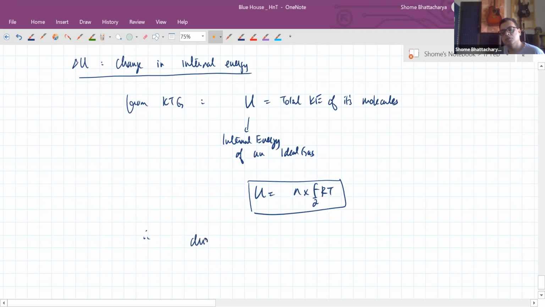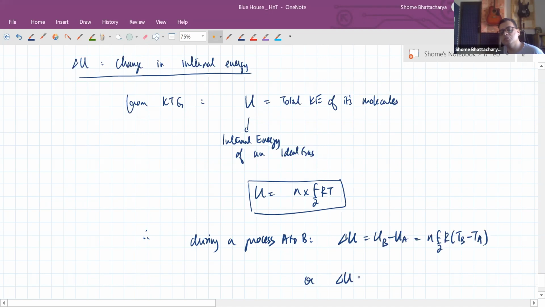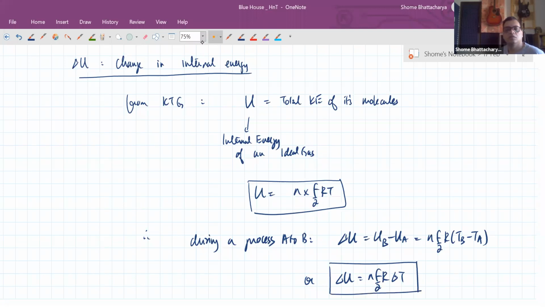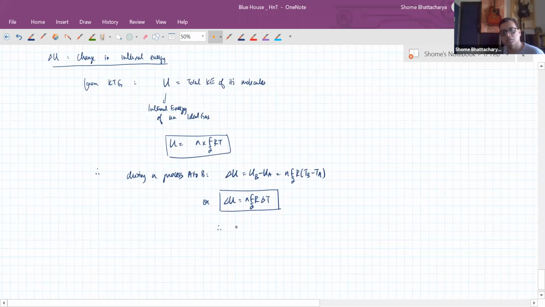Therefore, during a thermodynamic process A to B, delta U will be nothing but, in general, delta U is nF by 2 R delta T. So you can see that it is a state function. It is independent of path, because it's path independent.